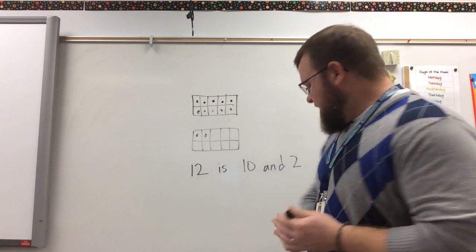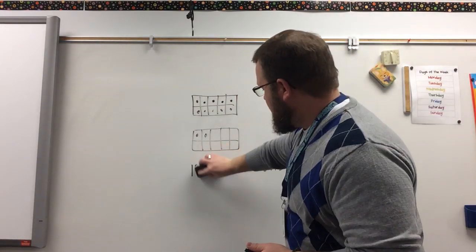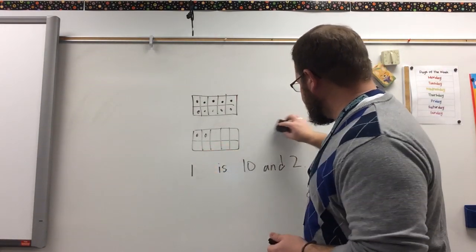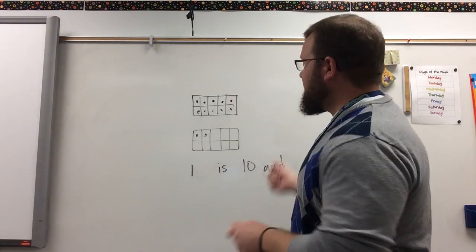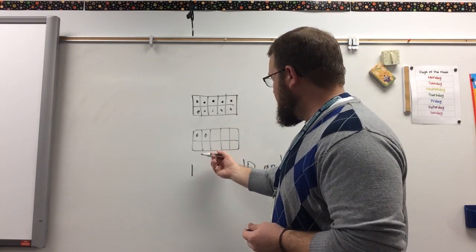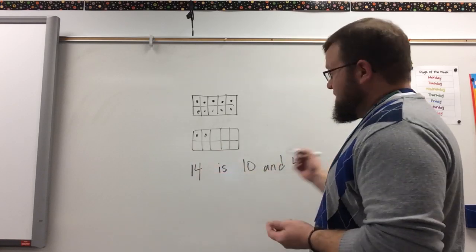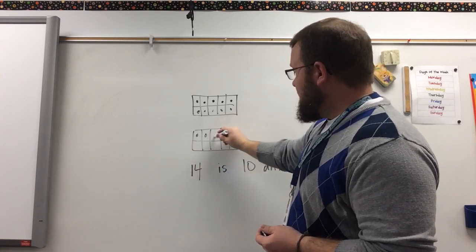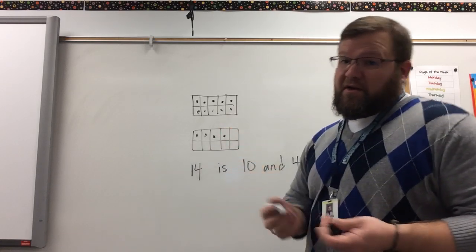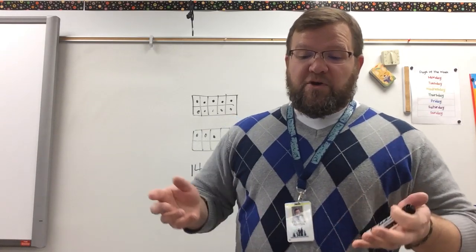And I could do that with any number that's bigger than 10. And I'll show you what I mean. So I could do the number 14. Okay? 14 is 10 and 4. So I still have my full 10 up here, and I just need to put in 4 more dots right there, and it makes 14. All right, so those are our 2 examples.